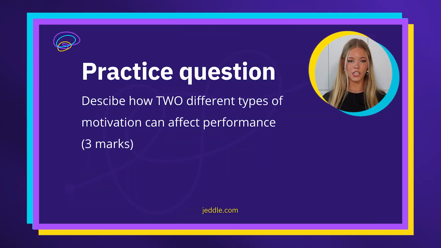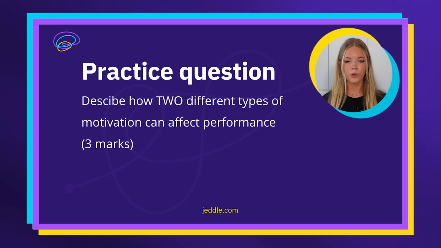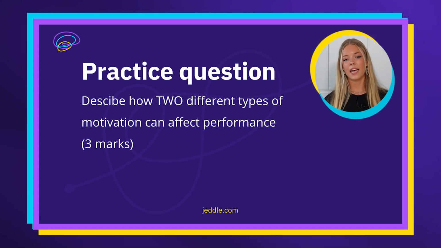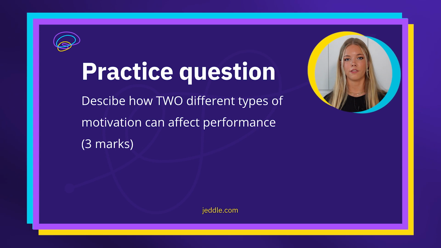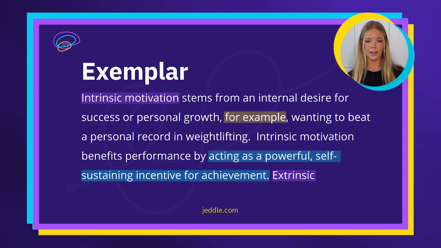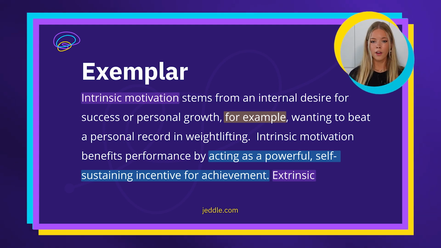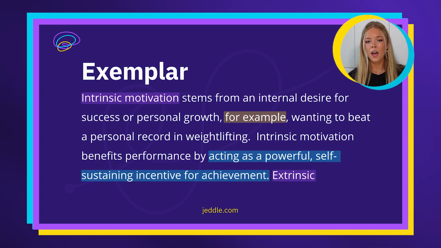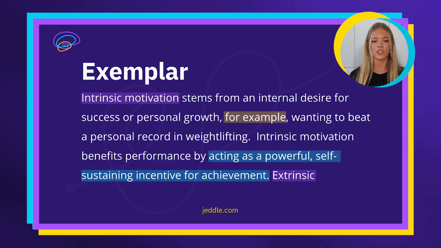Let's go through this question, which is describe how two different types of motivation can affect performance, and this is 3 marks. So for the first part, I've said intrinsic motivation stems from an internal desire for personal success or growth. For example, wanting to beat a personal record in weightlifting. Intrinsic motivation benefits performance by acting as a powerful, self-sustaining incentive for achievement.